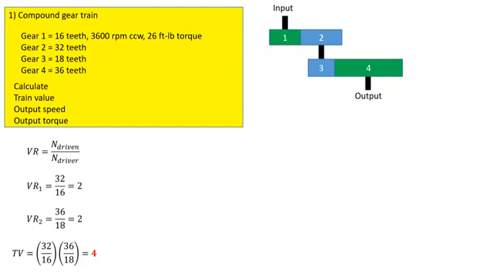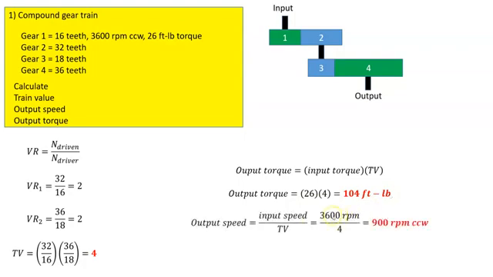So when we look at the output speed, we need to know that train value for the 3600 RPM input and the 26 foot-pounds of torque. The torque is multiplied by the train value, so we get 104 foot-pounds, and for the output speed, 3600 over 4 comes out to 900 RPM. In this case, it's going counterclockwise. So that's problem number 1.